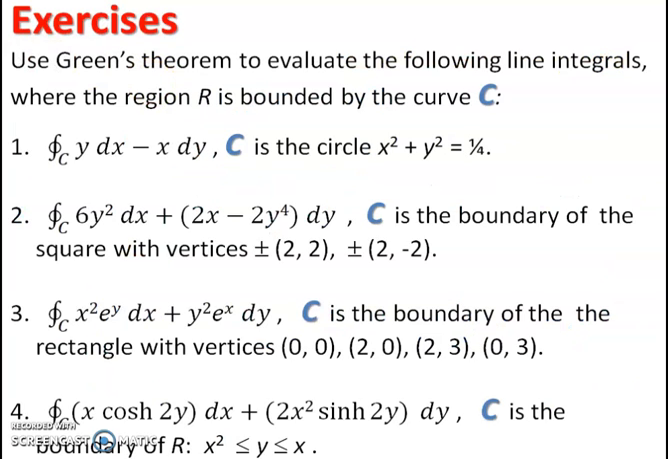We have the following exercise from the textbook. Use Green's theorem to evaluate the following line integrals where the region R is bounded by the curve C. That means you have to convert from line integral to double integral. You can evaluate this, or you can evaluate using the line integral. Homework for you is number 1 and 3. For example, in this one, you need to find the parametric representation of C, and C is a circle. Then you substitute the values of y and x, and you have to integrate, and you can find the value.